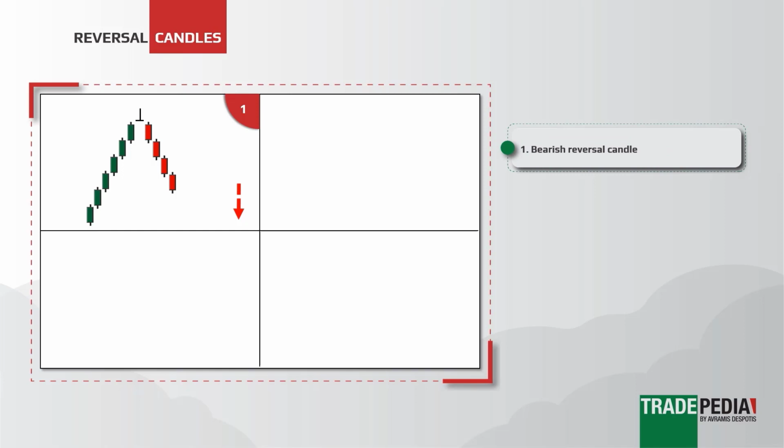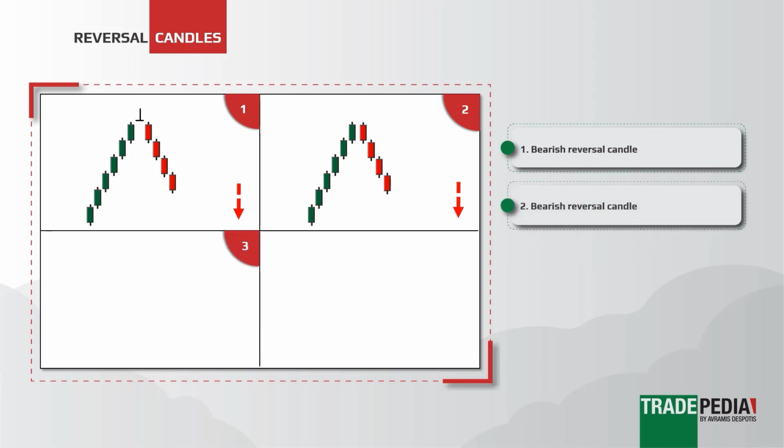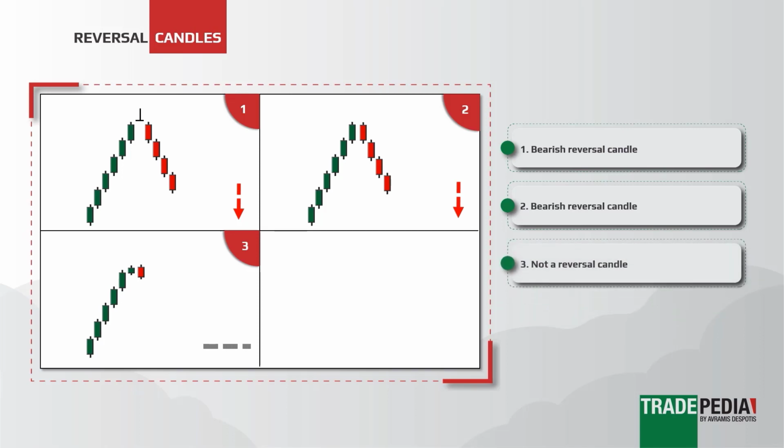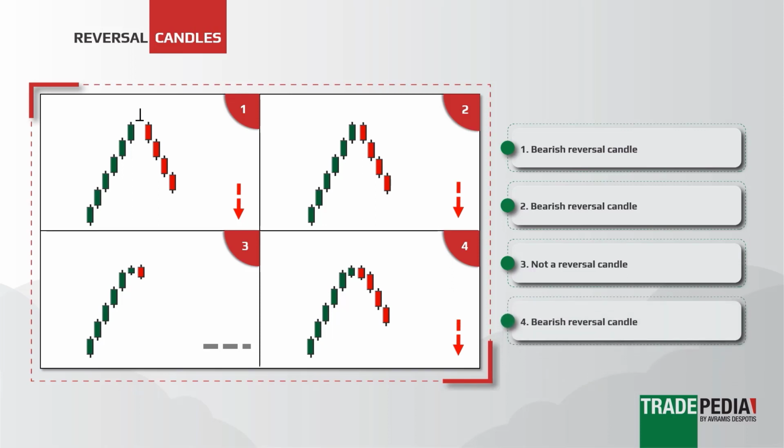In pattern number 2, the first red candle also possesses a big body and is considered a bearish reversal candle. In pattern number 3, however, the red candle does not possess a relatively big body, and therefore it cannot be considered a reversal candle. In pattern number 4, notice that the second bearish candle is acting as a reversal candle because it managed to close with a big bearish body relative to the other candle's body.